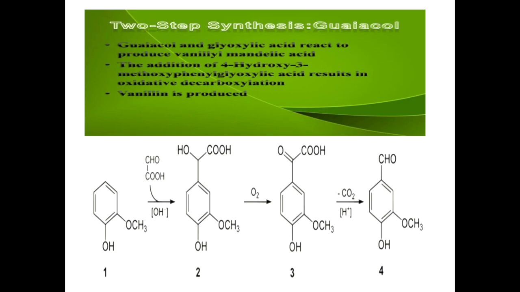Now, if you want to synthesize it, vanillin can be synthesized in the lab by a two-step synthesis from guaiacol. Guaiacol is 2-methoxyphenol. When guaiacol and glyoxylic acid are reacted, they produce vanillyl mandelic acid, which is an alpha hydroxy acid. Then this mandelic acid undergoes oxidation, the OH being oxidized to a ketone, and then decarboxylation takes place from the carboxylic acid, and we get the aldehyde. So it is a two-step reaction.